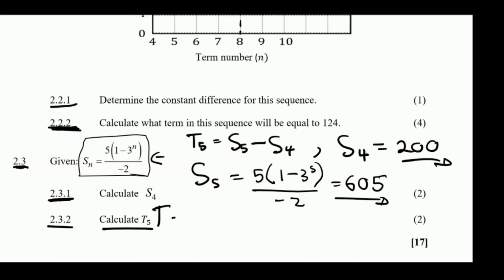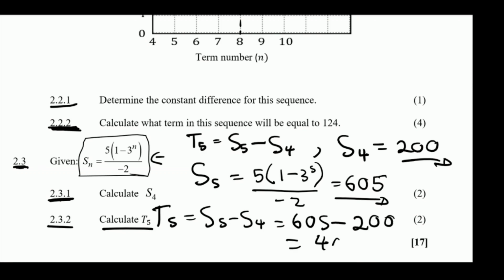So term number 5 is equal to S5 minus S4, S5 being 605, minus 200. And the answer you need to get is 405. So term number 5, rather, is equal to 405.